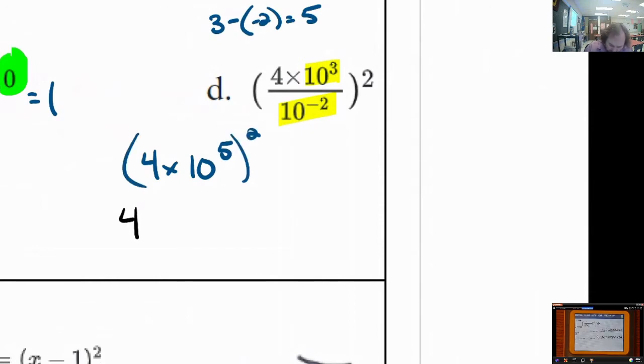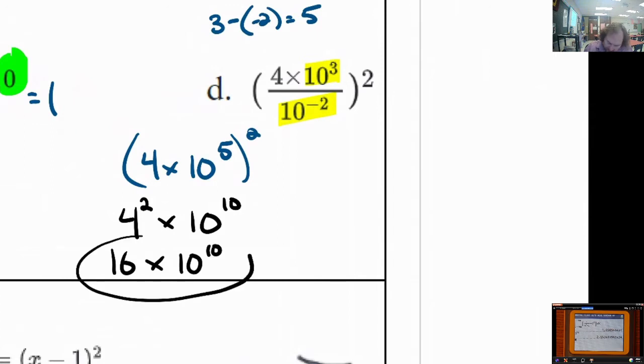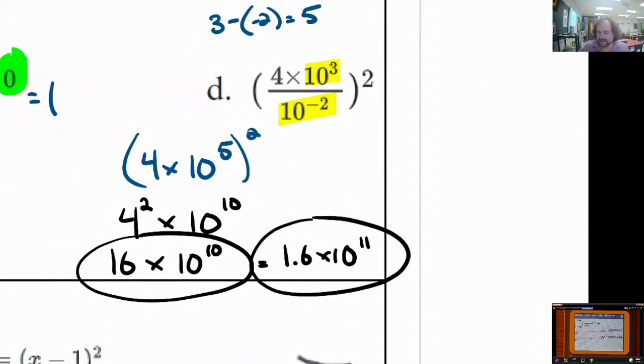So we need to do 4 squared, and we need to do 10 to the 10th power, like that. So 16 times 10 to the 10th power. I like this answer. You'll see some people say 1.6 times 10 to the 11th power. Honestly, scientific notation, whatever. I'm not a huge fan of it, but it is worth knowing.